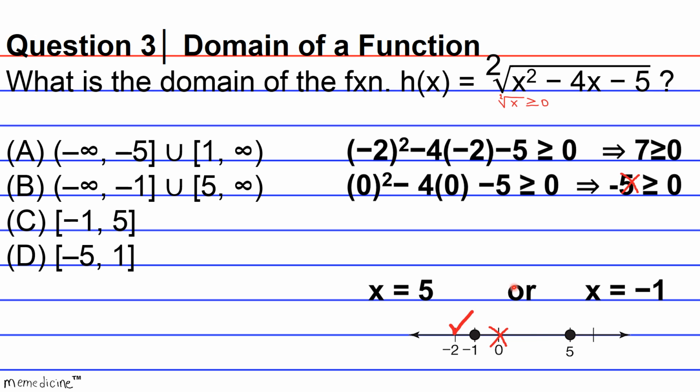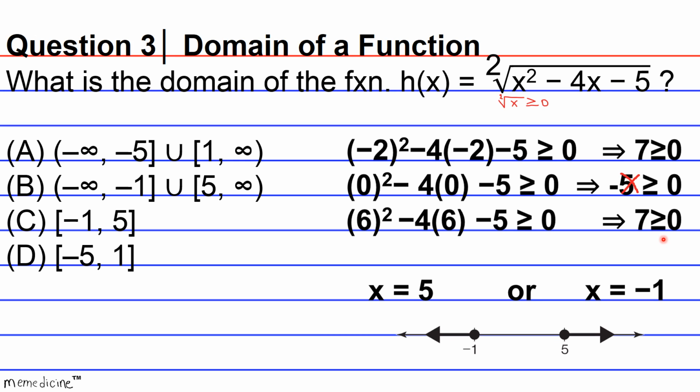And last but not least, we're going to check something from the realm of positivity, specifically 6. So when x is equivalent to 6, we have 6 squared is 36, minus 4 times 6. Well, 4 times 6 is going to be 24. 36 minus 24 is going to yield 12. 12 minus 5, that's going to yield 7. And we have again that 7 is greater than or equivalent to 0. Well, this is in fact true. So now we just basically shade in our regions that are accurate.